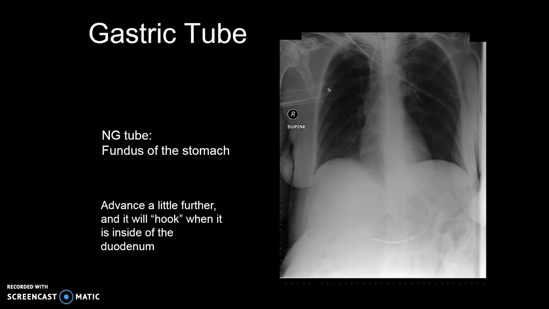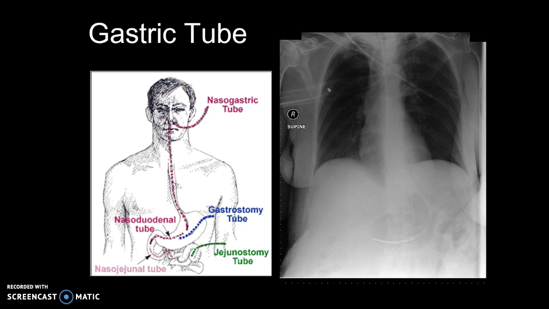If the patient will be receiving tube feedings, the Dobhoff tube is used and should be in the duodenum to decrease aspiration. For this image, it would need to be inserted a little further and you will be able to see the hook. This is a great image showing the proper placement of the different types of gastric tubes. Again, notice the hook.